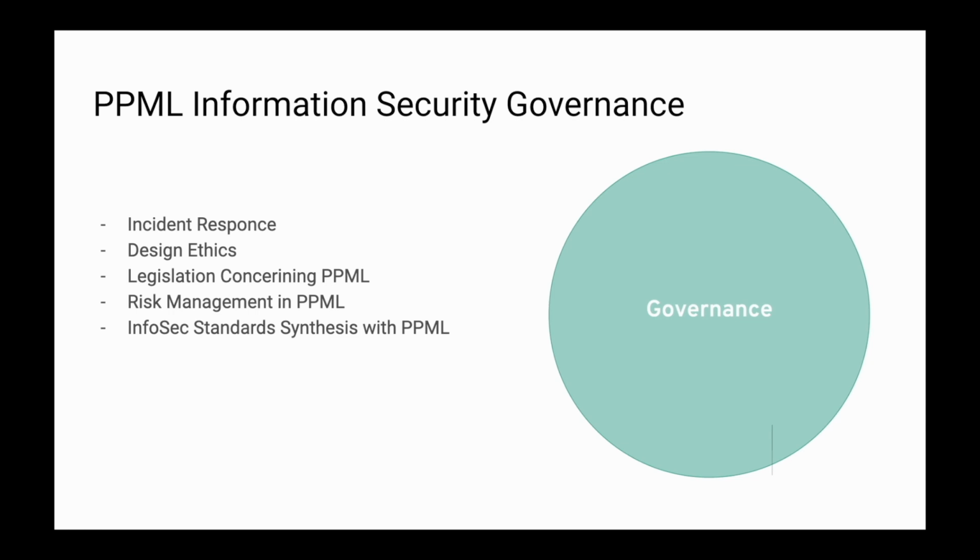We'll explore privacy-preserving machine learning and InfoSec governance from the following perspectives: incident response, design ethics, legislation concerning privacy-preserving machine learning like GDPR and HIPAA, risk management in privacy-preserving machine learning, information security standards like ISO 27000 and NIST, and the synthesis of these in the context of privacy-preserving machine learning.